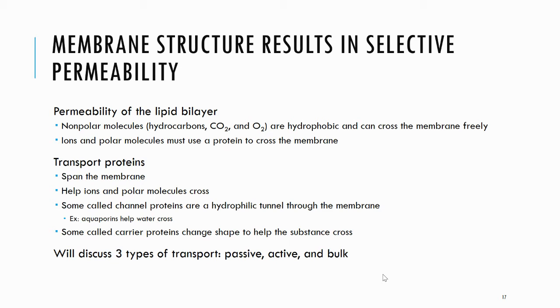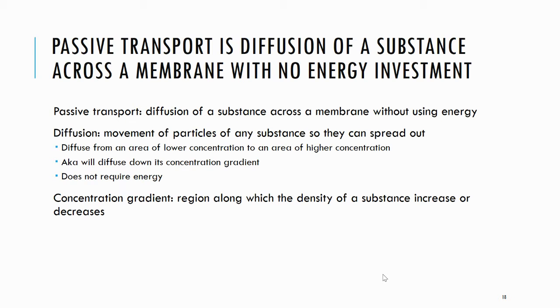So we will talk about 3 types of transport: passive transport, active transport, and bulk transport. Starting with passive. Passive is the diffusion of a substance across the membrane without using energy. Diffusion is the movement of particles of any substance so they can spread out.